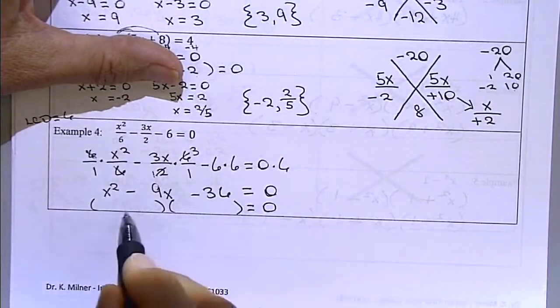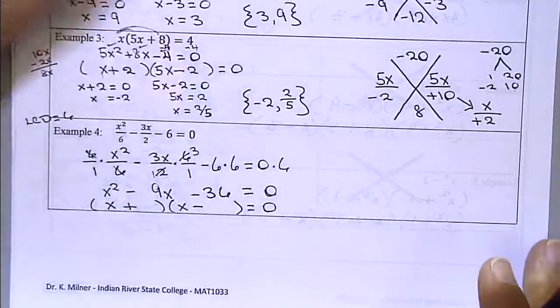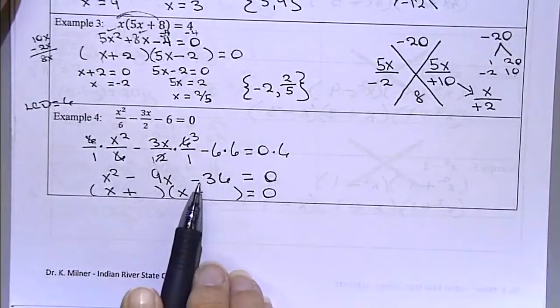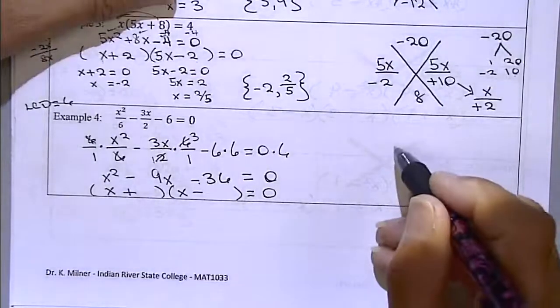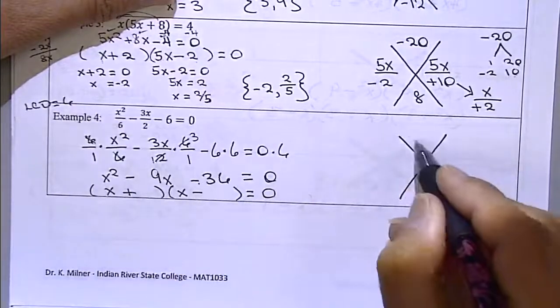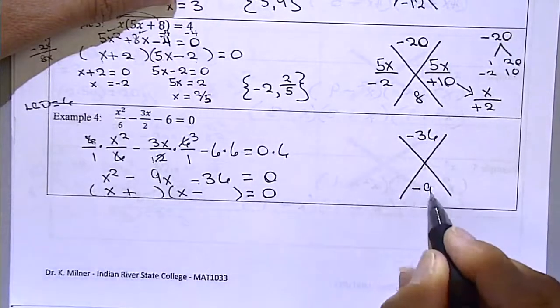And I'm going to set the signs. And I'm going to factor the x squared. You remember why the signs are one of each. It's because that second operation was negative. Next, diamond. 1 times negative 36 is negative 36. The middle term is a negative 9.